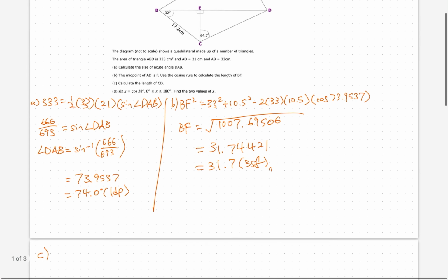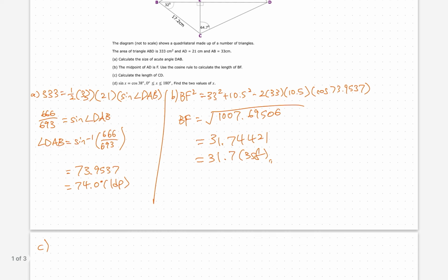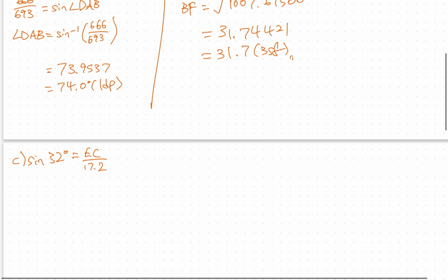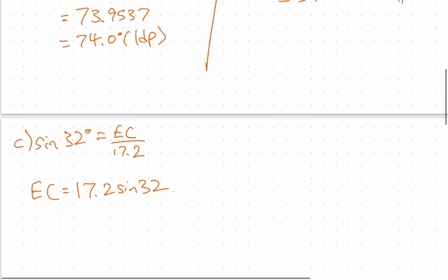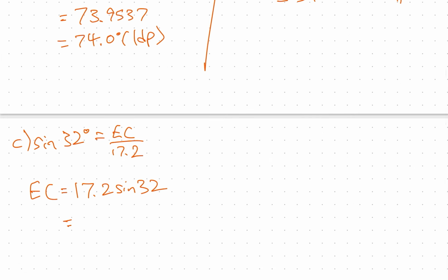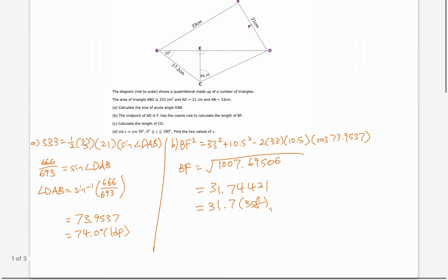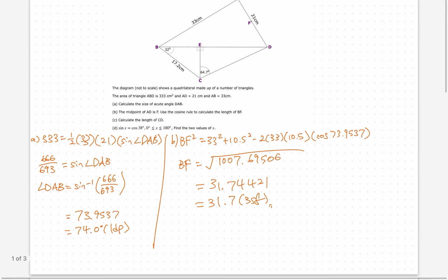From this triangle, we can use the sine. So sine 32 degrees equals opposite, which is EC, over the hypotenuse, which is 17.2. So EC equals 17.2 sine 32. If we work that out, that will give us 9.114611.